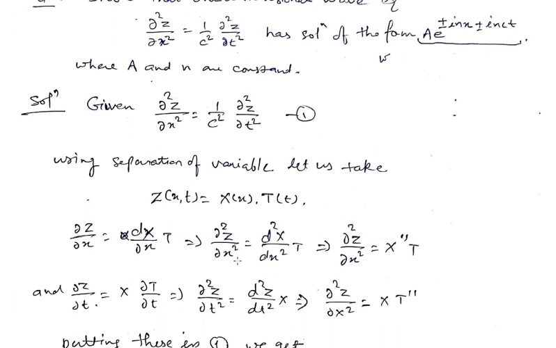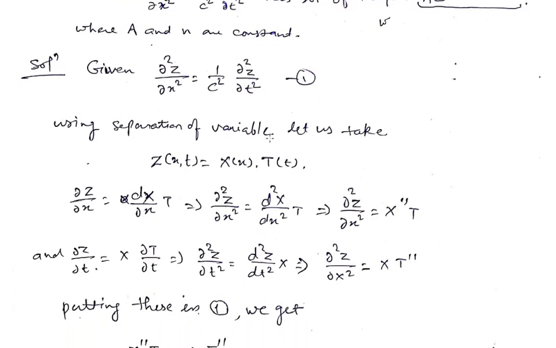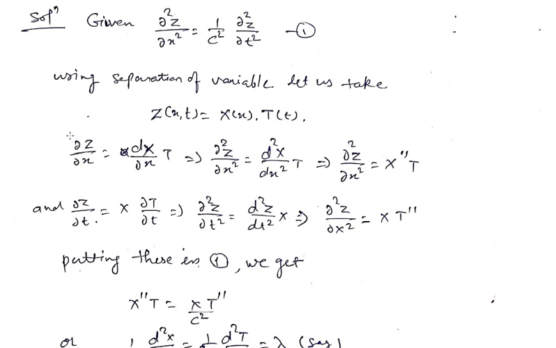Similarly, we will differentiate with respect to t partially, hence we get ∂z/∂t = X · dT/dt, which implies ∂²z/∂t² = X · d²T/dt², or we can write it as X T''. Now we will put these values of the derivatives in equation number 1. We get ∂²z/∂x² = X'' T.